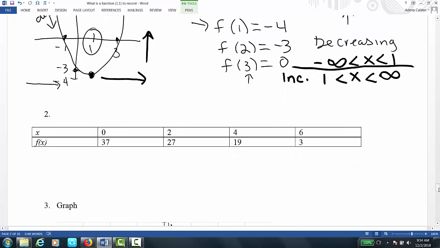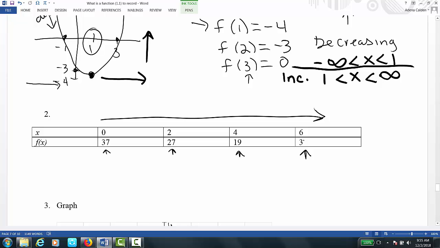So if we want to look at where a table is increasing or decreasing, again, we're considering what happens as x gets bigger. Tables are set up with increasing values of x, so it's already set up for us to analyze where it's increasing or decreasing because the x values are lined up sequentially getting bigger. What we need to do is consider what the y values are doing. My first y value is 37, then 27, then 19, then 3. Those values are continually going down. They don't stop and turn around and come back up. They could. We could have parts that were increasing and decreasing. But in this case, these numbers continue to go down.